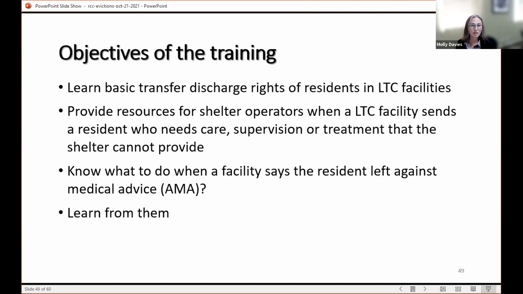We wanted to provide them resources for what to do if the facility sends somebody who needs care and supervision to them and the shelter can't provide it. We do have a handful of shelters that do provide a little bit of a higher level of care than others. So there's a few outliers, but many of them are just not equipped for that. We also wanted them to know what to do if a facility said that the resident left against medical advice. So we had discussions about that, and we really wanted to learn from them. Next slide.